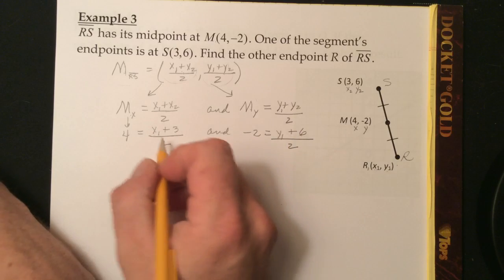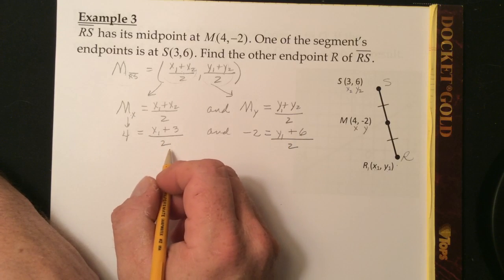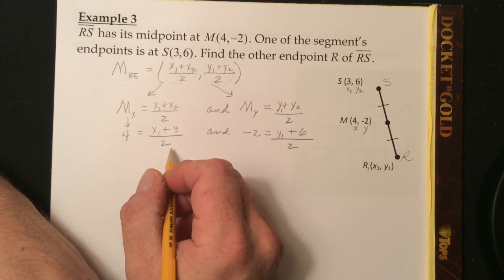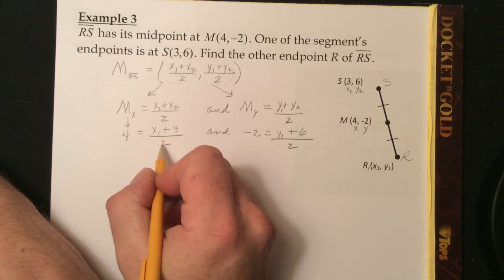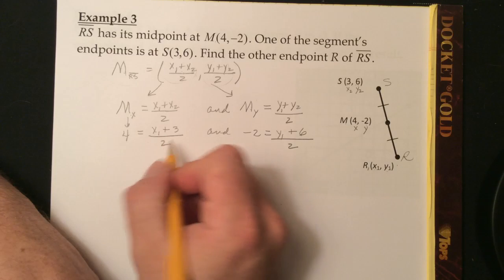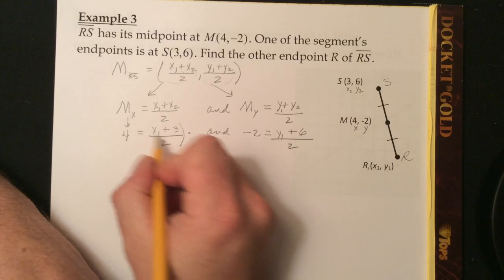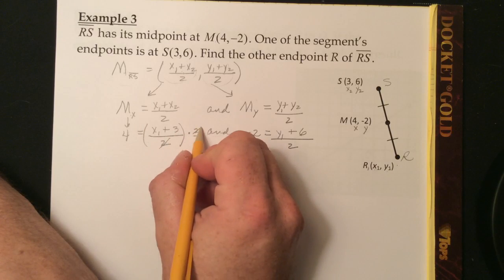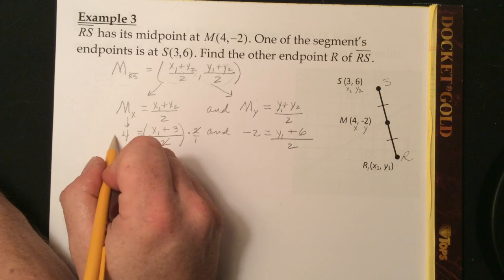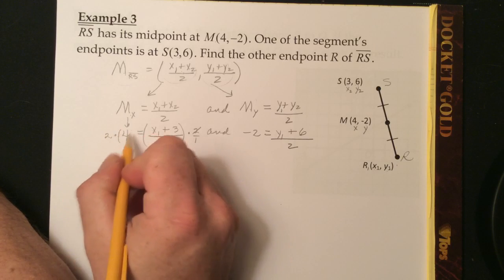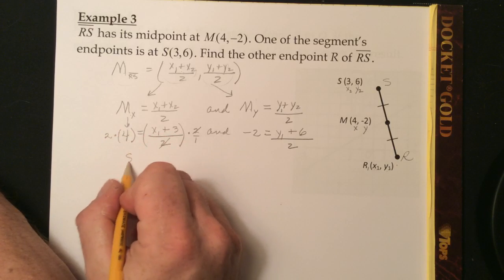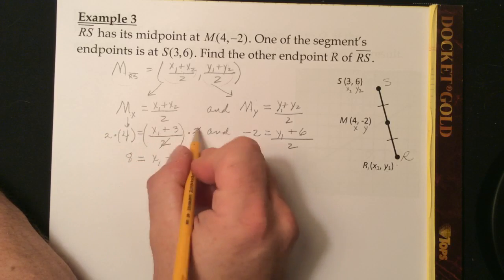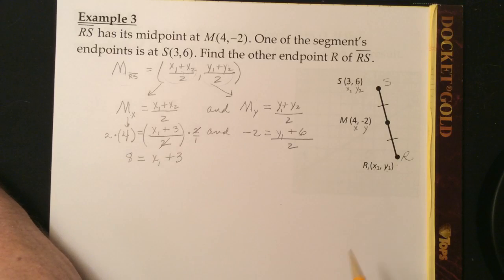So now we have these two separate equations, one to find the x value, one to find the y value. Well, when we have an equation with a fraction in it, we get rid of that fraction by multiplying out the denominator. And it just happens to be one denominator here. So if we multiply the entire right side by 2, the 2's will divide out. But if we do that, we have to do it over here. We have to multiply by the exact same thing. So 2 times 4 is 8 equals x1 plus 3. The 2's divided out, and here's our new equation.